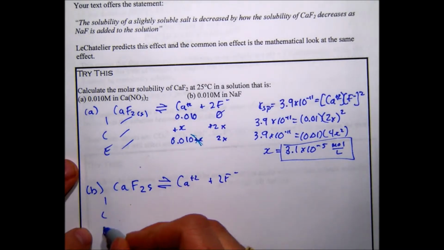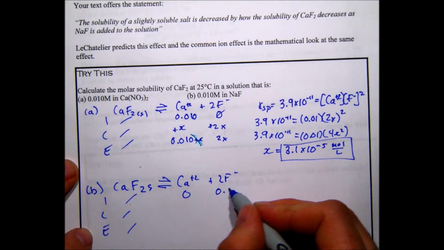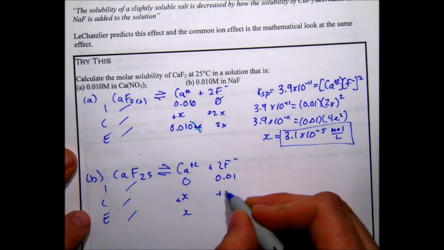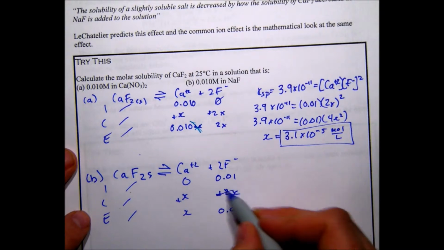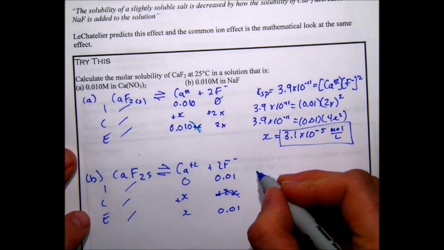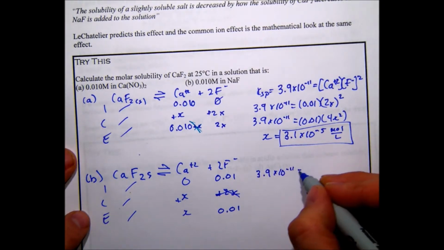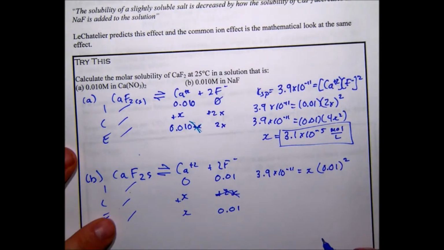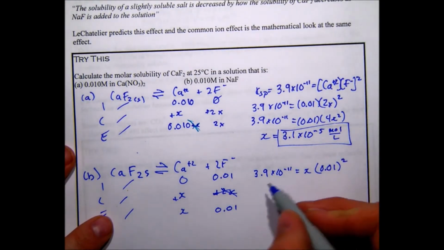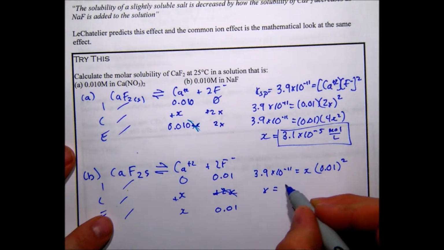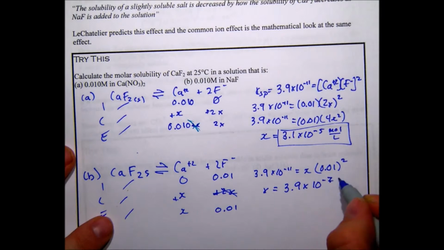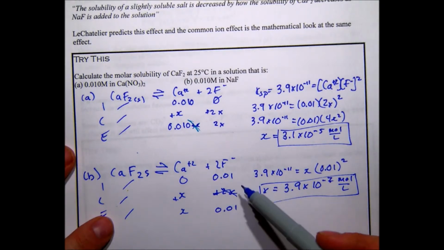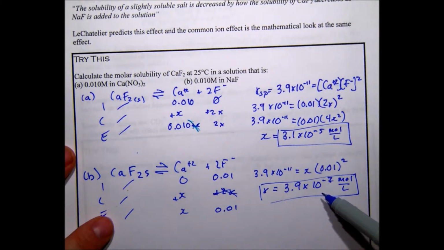So as we move down, we still have our ICE box. Now we have none of this. So we're basically just going to have a mirrored problem where everything's going to be exactly the same. And once again, we're going to be able to ignore any change of X here. So just to plug this along, X is now going to be equal to 3.9 times 10 to the negative 7 moles per liter. So the molar solubility of fluoride has actually gone down again. And it makes sense because it's a 2-to-1 ratio, so the effect is going to be exaggerated for the fluoride.